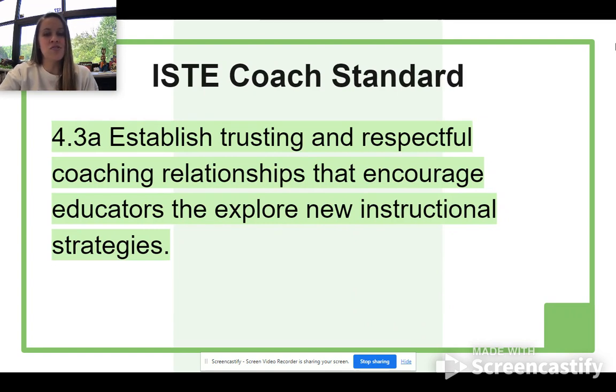As we completed the instructional design process, we followed key instructional design principles along the way. The ISTE standards for coaches helped to guide me as I supported my colleague through the mentoring process. ISTE standard 4.3a focuses on creating a trusting and respectful coaching relationship to encourage educators to explore new instructional strategies. From the beginning of our work together, my colleague and I made sure we developed an open and honest relationship when working together and designing the instruction.